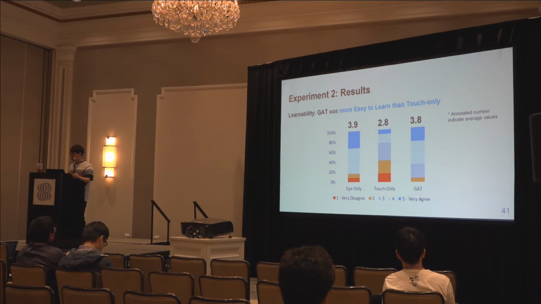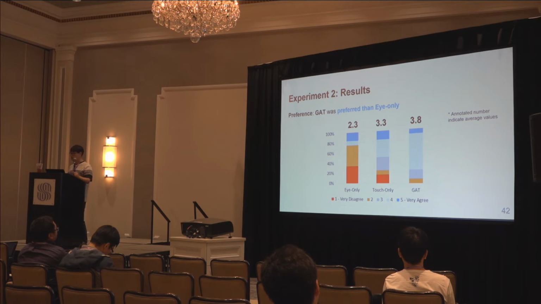Next, about the learnability. We asked participants to rate how easy the given technique is to learn on a 5-point Likert scale, and the figure shows cumulated ratings on the question. Red means very negative ratings, and blue means very positive ratings. The annotated numbers indicate average values. As a result, GAT was rated as easier to learn than the touch-only method.